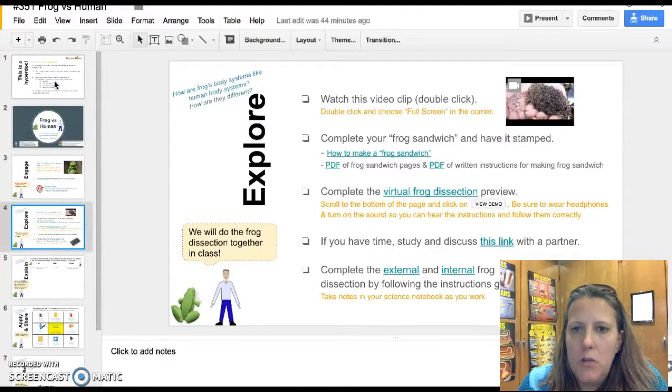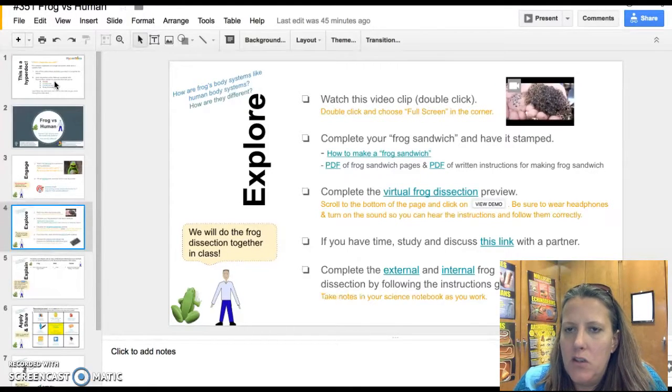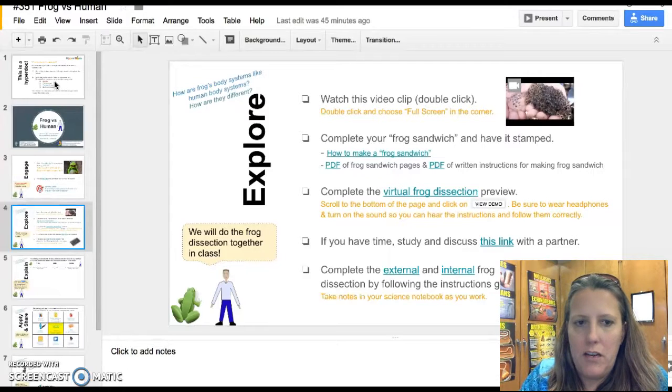And then we went right into explore, and the explore included a whole different range of modalities, everything from watching videos to doing a frog on paper, labeling and coloring the different organs and color coding them, a virtual dissection, just a straight out link about frog body systems, and the instructions that we were going to use for the frog dissection. And the frog dissection itself was just part of the explore.